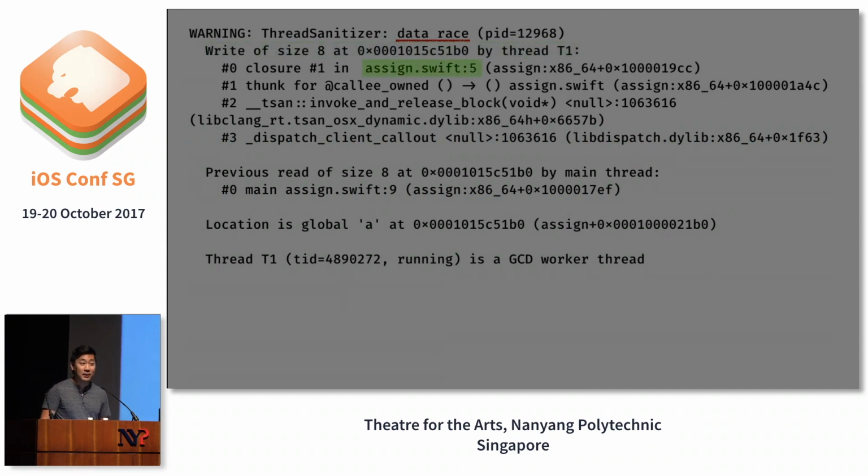I've got debug symbols on. It gives you the file. It gives you the line number. And why is this a problem? There was a previous read of size 8 at the same address on the main thread in this case. So this is the kind of detail that it'll give you. And it'll also tell you the location is this global variable A that you have. So you get all of those details there.